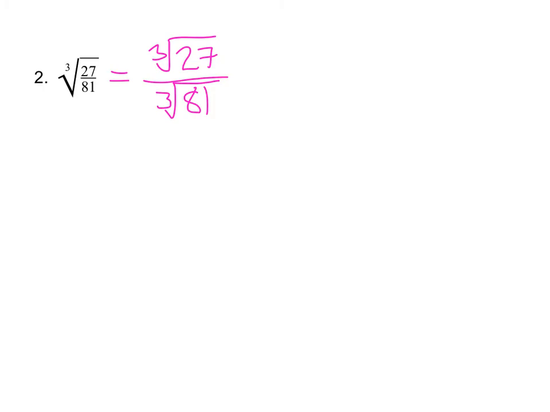Right, now, I know the cube root of 27 is 3, so that's really nice, but that doesn't help me with my denominator. I need to rationalize that denominator. So what can I multiply by? So the big numbers is where it can get a little bit tricky, right?